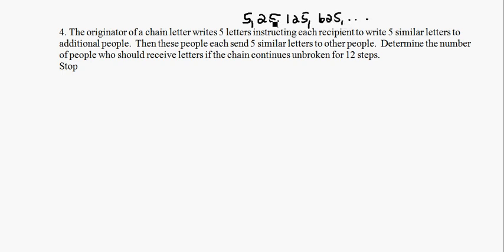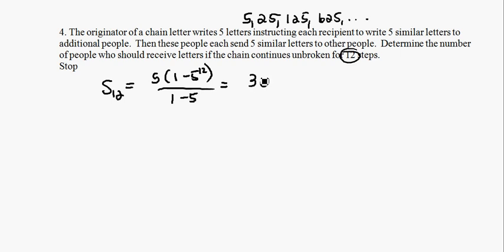So clearly our common ratio here is 5, and our first term is 5. We want to pretend that this happens 12 times. So our finite sum, this is not infinite, it's finite. 5 times 1 minus 5 to the 12th, all over 1 minus 5, courtesy of my calculator, is 305175780.